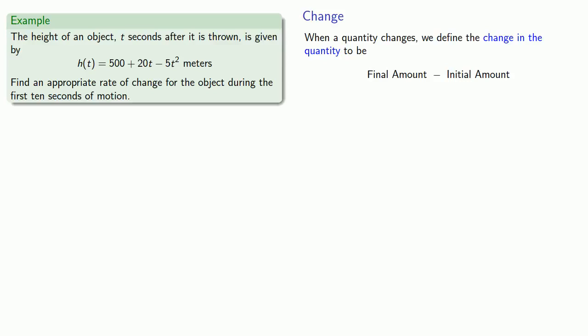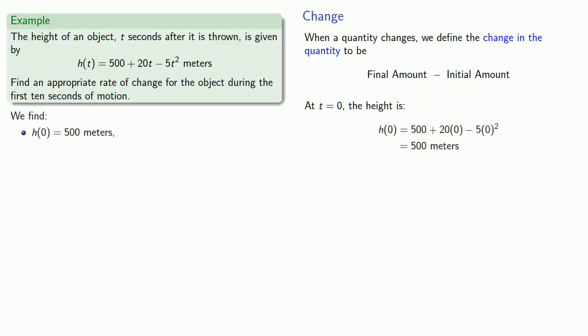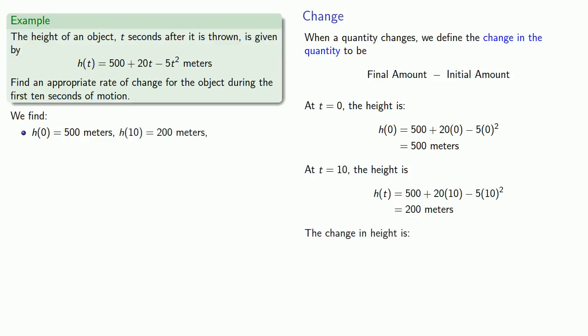And so we need to know the final amount of height and the initial amount of height. Well, at t equals 0, the height is going to be given by our formula, and we can calculate that to be 500 meters. Meanwhile, at t equals 10, the height will be 200 meters. And so this tells us the change in height is final amount, 200 meters, minus initial amount, 500 meters, negative 300 meters.